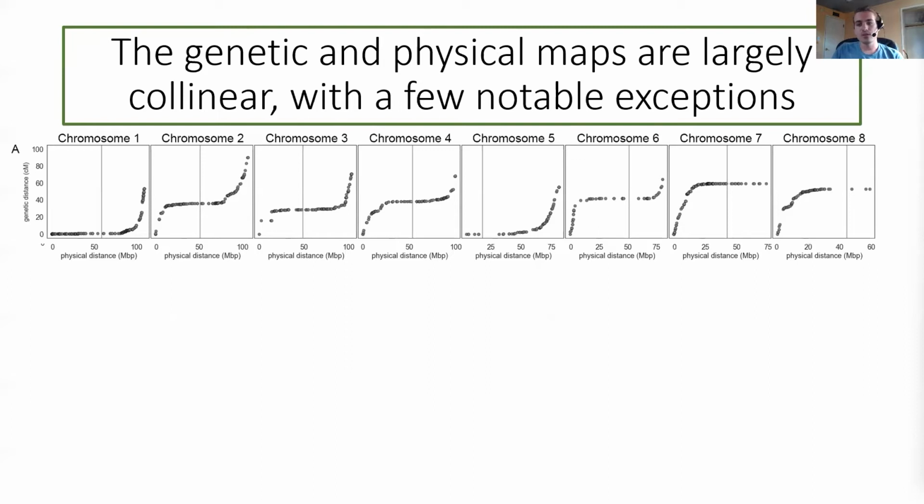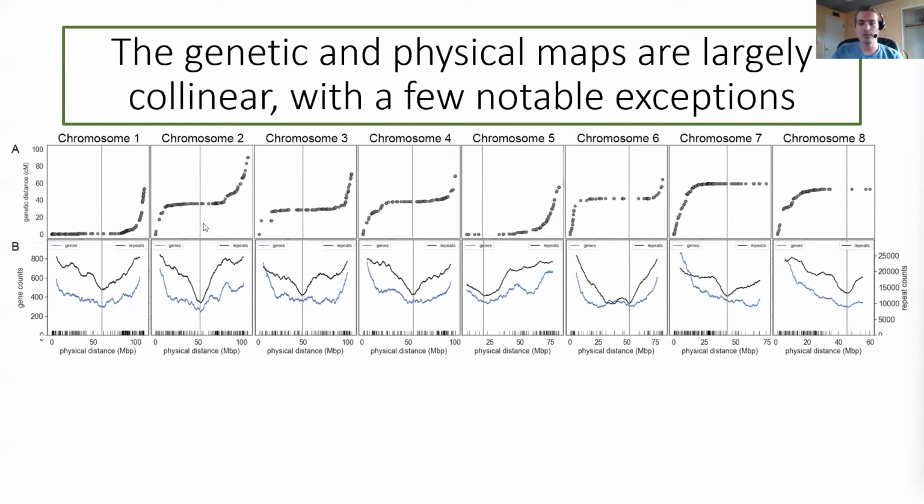What I'm showing here is the collinearity between the genetic map on the y-axis and the physical distance of each of the chromosomes on the x-axis for each of those 8 putative chromosomes of the assembly, with putative centromeric regions marked by these gray vertical bars.